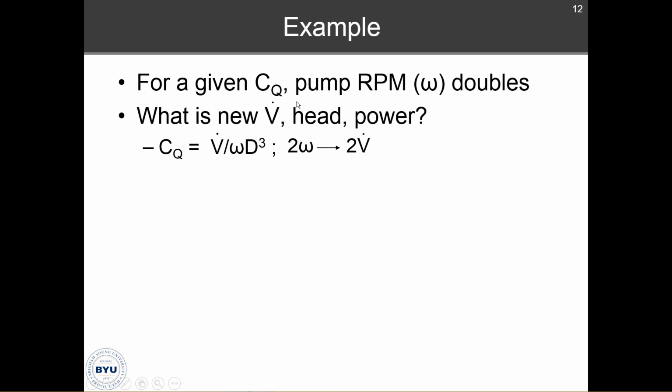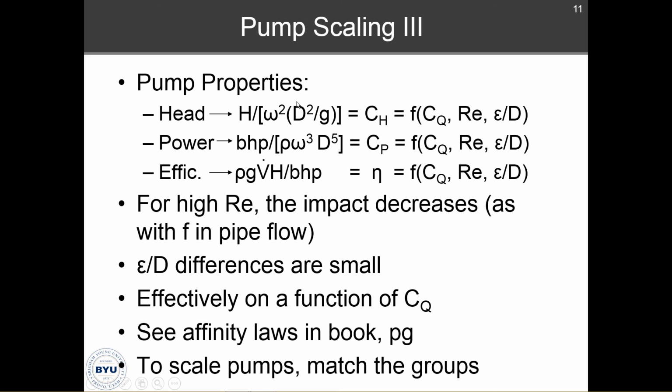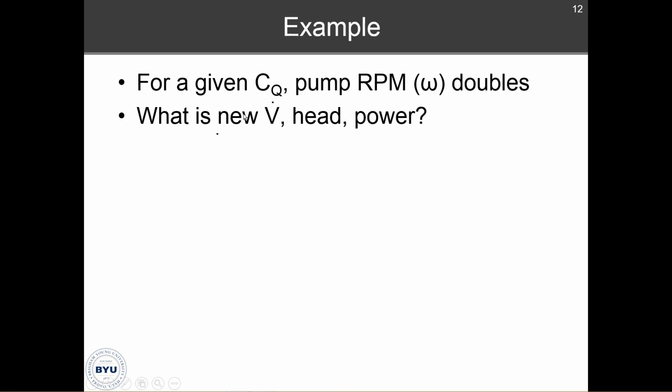Now it wants to know about head. So let's come back up here and look at the head number. How does the rotational speed compare with the head? The rotational speed is squared. So if you double the rotational speed, what does the head have to be in order to maintain the same dimensionless number? Well, 2 squared is 4. That means you have to increase the head by a factor of 4.